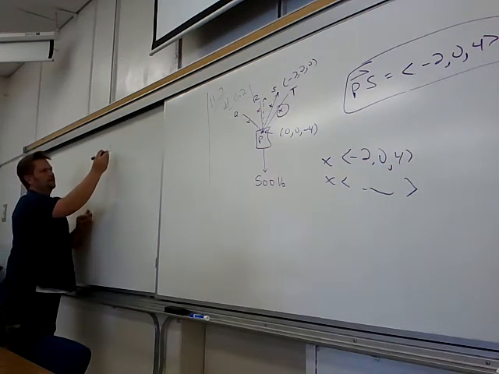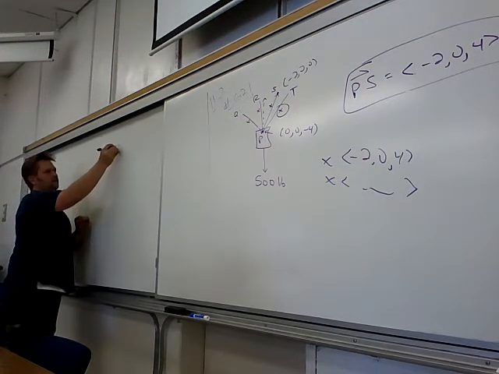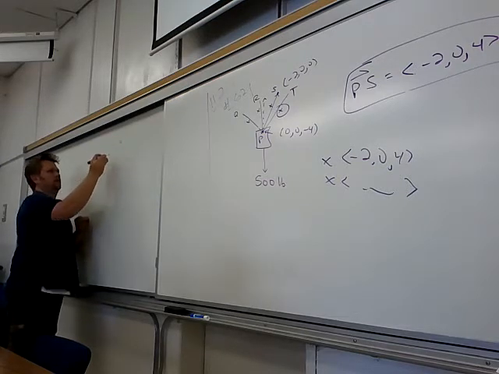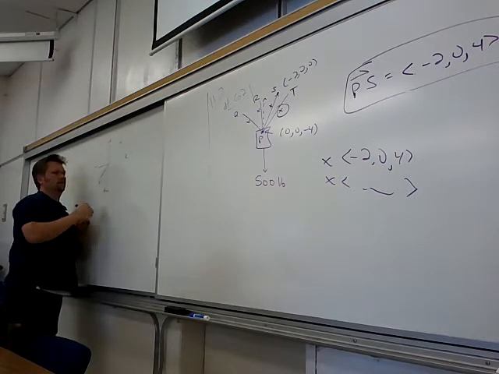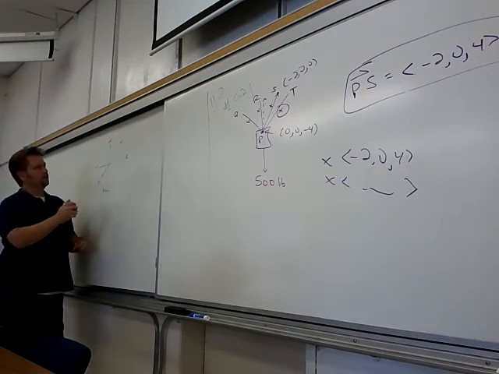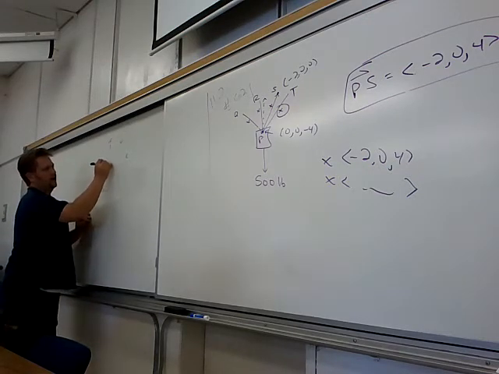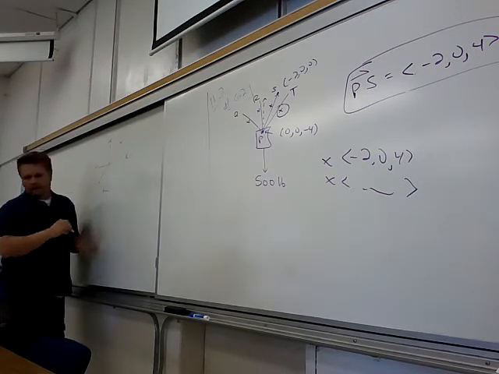So let's say this is north, this is south, west, east. This is up, this is down. Okay. So it's going to the northeast at an angle of 30 degrees above that.